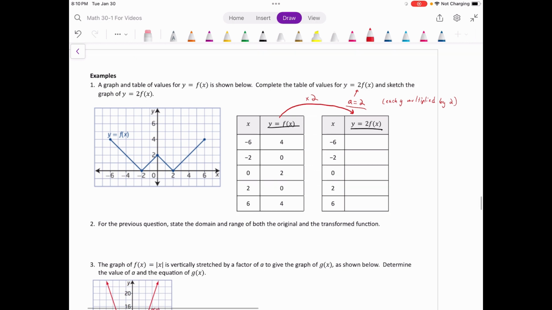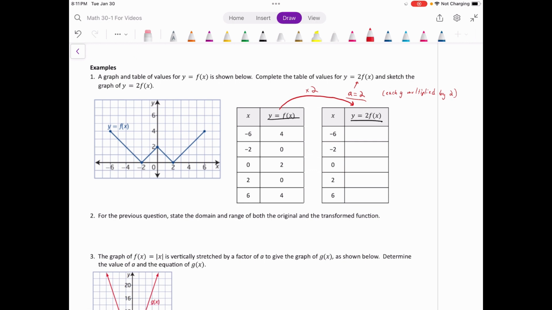So we were given a table of values. That was nice of them, right? I mean, we could have actually just even used the graph, but let's take advantage of this. So the point that was originally at negative 6, 4 is going to be at negative 6, well, multiply the y values by 2. So 4 times 2 gives us a new y value of 8. So there's a point on our graph. This one that used to be at negative 6, 4 will now be at negative 6, 8. Maybe I'll do it in red so it stands out a bit more. There's 8.